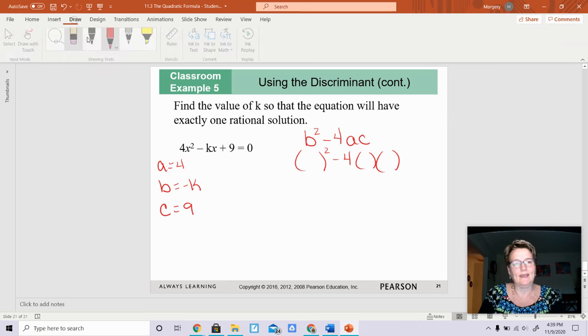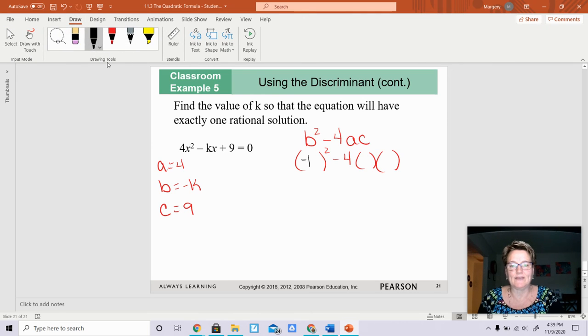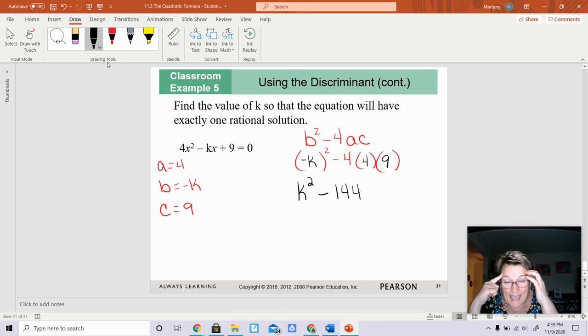So my B is -k. My A is 4. And my C is 9. So I get -k squared, which is k squared. Minus 4 times 4 is a -16. Times 9. You guys, I'm cheating. I'm going to use a calculator. 16 times 9 gives you 144. Now, this is where you think to yourself, what would k have to be to make that 144 minus 144 is 0, right? Because that's what my goal is. I need to make my discriminant 0 to have one solution.